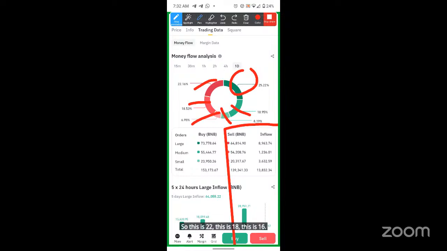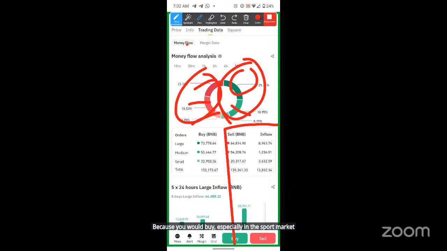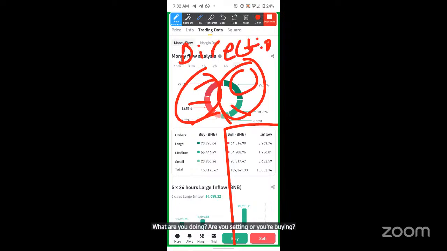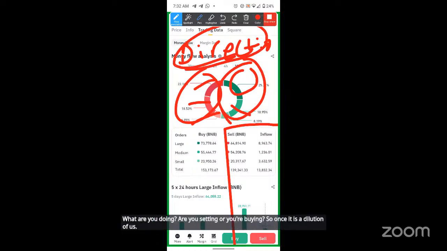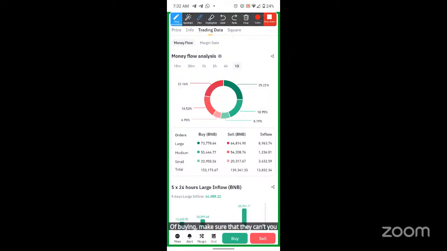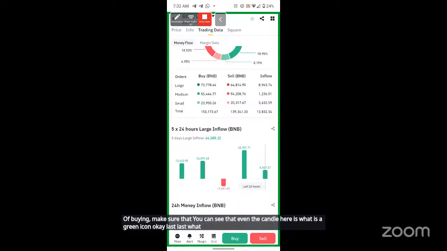Most of the time, when you want to enter the market, you make sure that this one is better than this one because you will buy, especially in the spot market. So you want to follow the directional bias. What are you doing? Are you selling or are you buying? So once it is a directional bias of buying, make sure that you can see that even the candle here is a green candle. Okay.